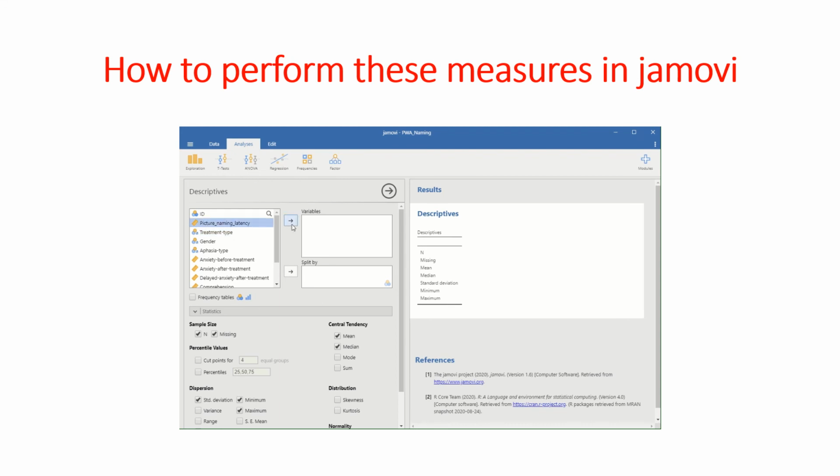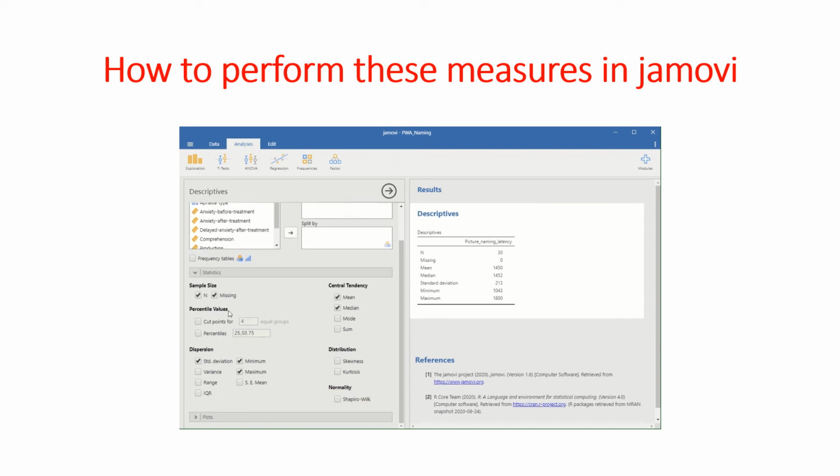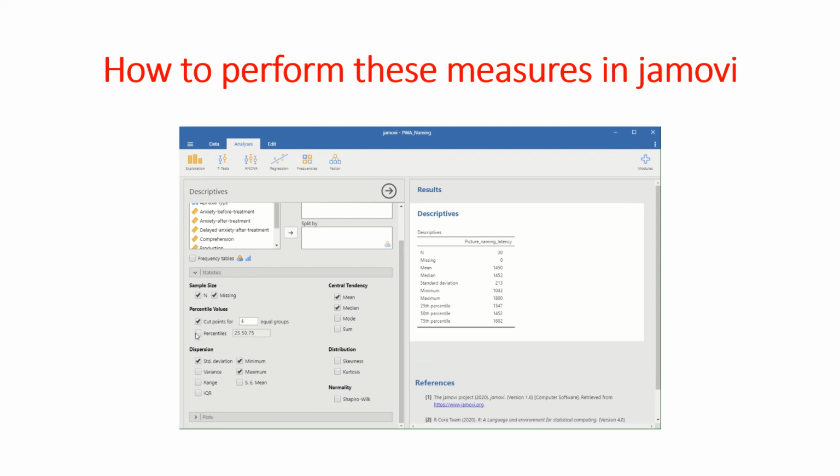So we want to look at the variability in the picture naming latency variable. So we'll put that variable into this box, and then we scroll down a bit, and then we have mean and median selected. We also want to show the values for interquartile range. So we have dispersion here.